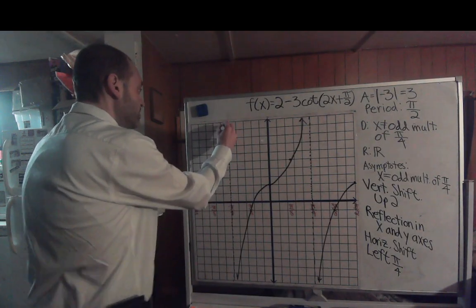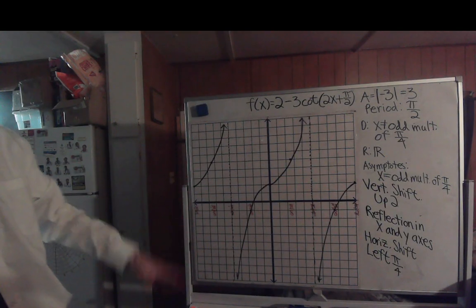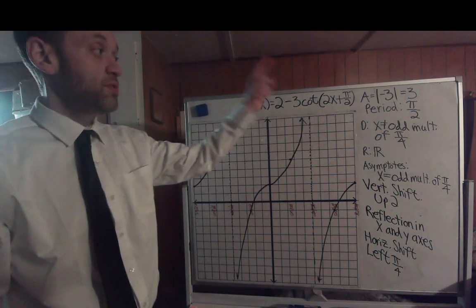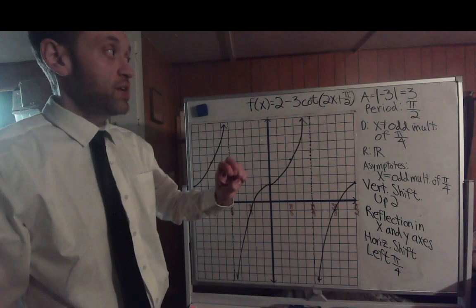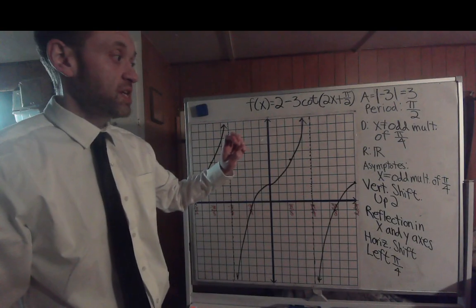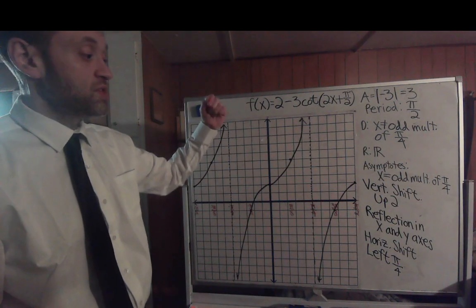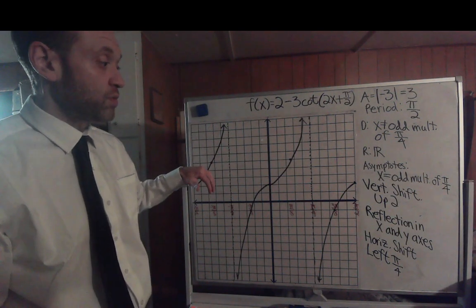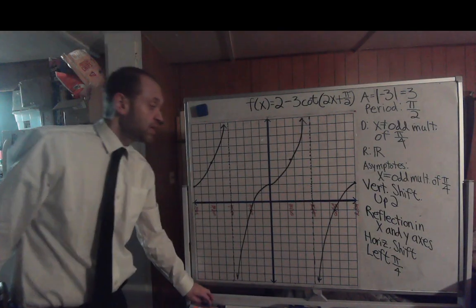What an interesting graph. So here's the graph of the original cotangent function with an amplitude of 3, a period change becoming pi over 2 instead of pi, a vertical shift up 2 units, a horizontal shift left pi over 4 units, and a reflection in the x and y axes.